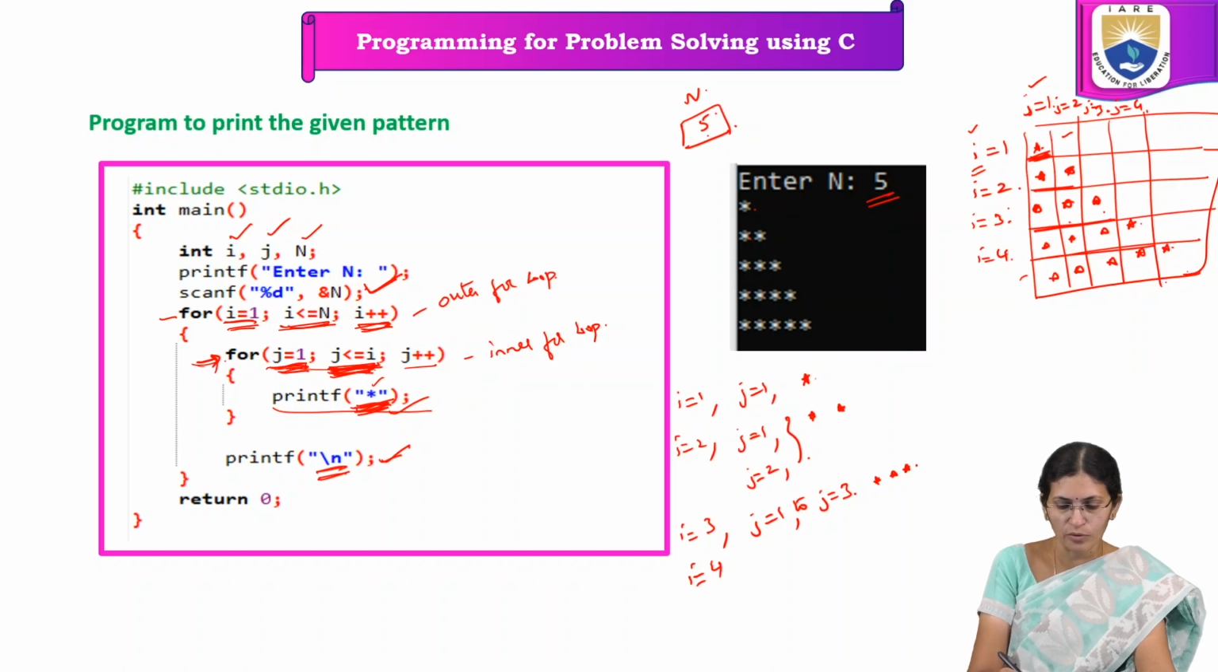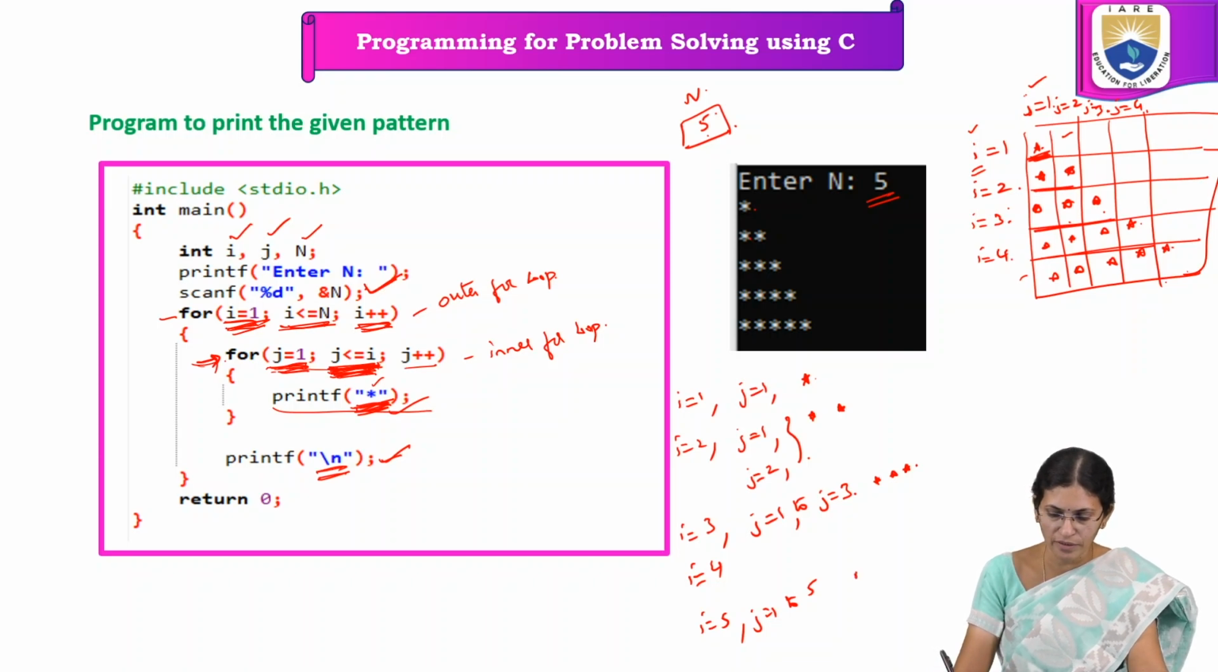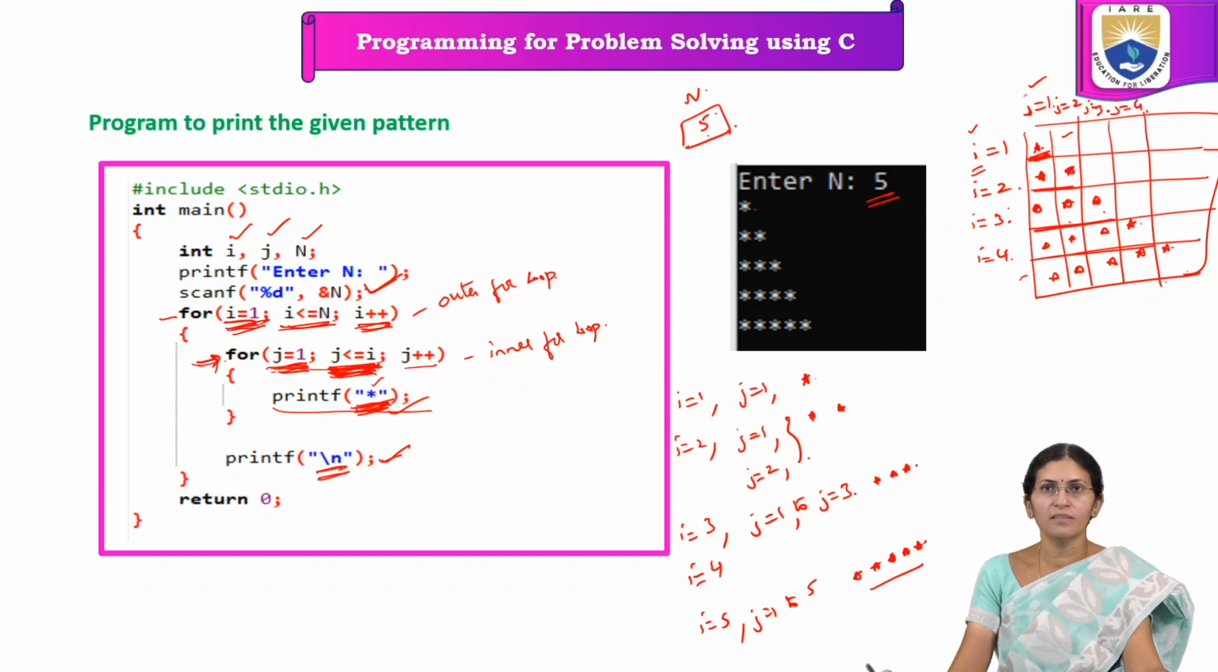Similarly, this loop will execute till the i value is equal to 5. So when i is equal to 5, j will vary from 1 to 5, because j is set to 1 each time the inner loop is executed. So this inner loop will iterate a number of times equal to the value of i. So when i is equal to 5, this will run 5 times and 5 stars will be printed. So 1, 2, 3, 4 and 5. So in this way, we can print the given pattern.